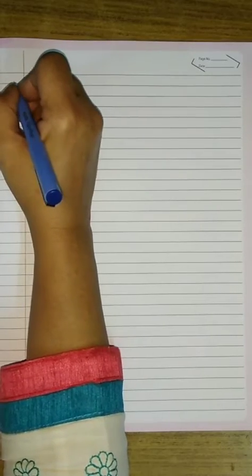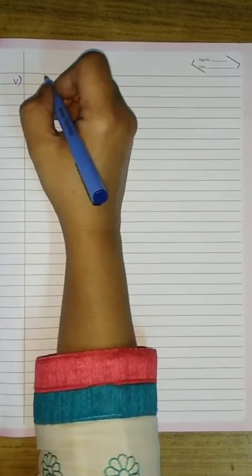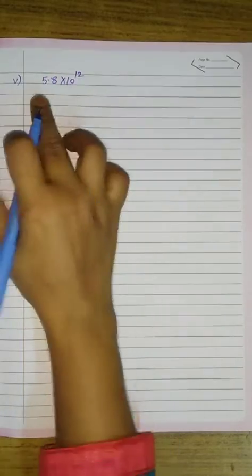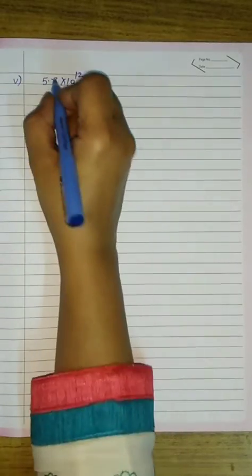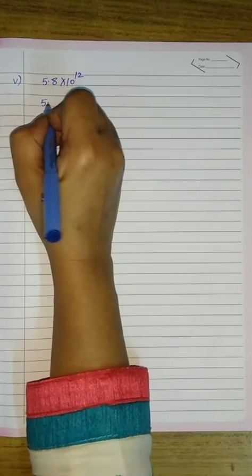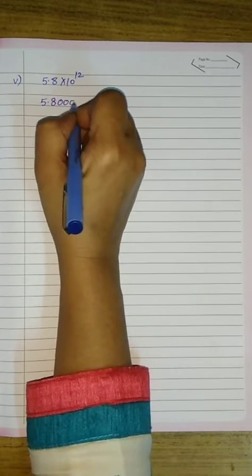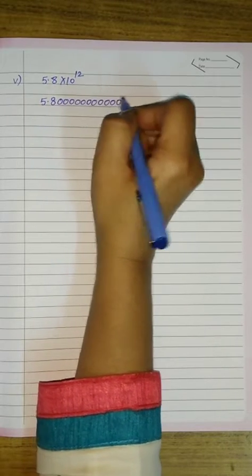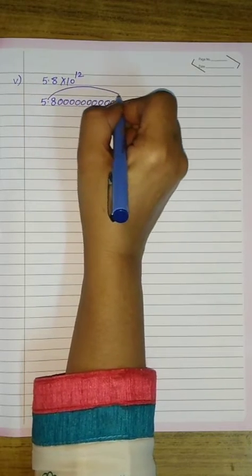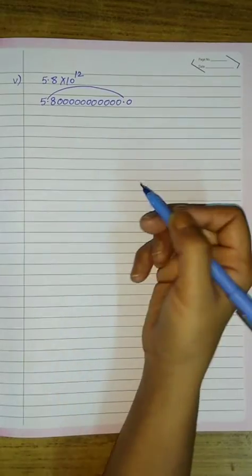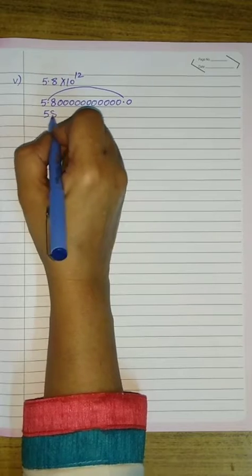Now moving to fifth part of this question. I have 5.8 into 10 raised to power 12. Now exponent is positive. So I will shift the decimal 12 places from left to right. So after 8 I will put 11 zeros: 1, 2, 3, 4, 5, 6, 7, 8, 9, 10 and 11. So when I will shift the decimal 12 places, it will go beyond the number. So the number will become a whole number.